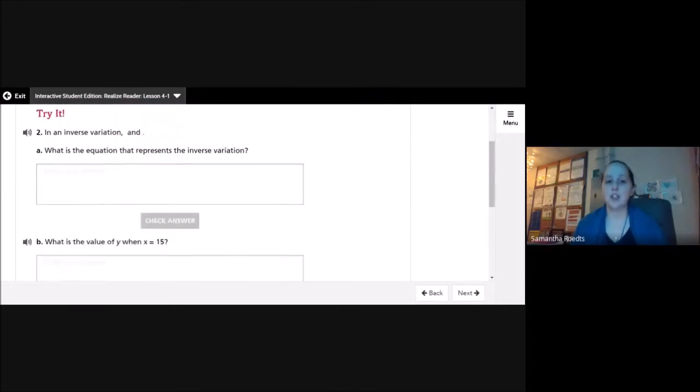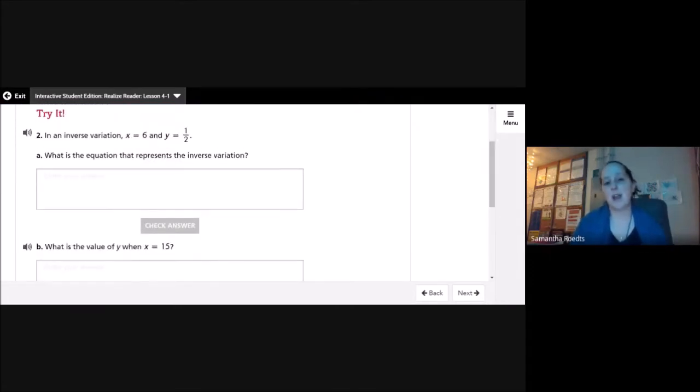Okay, so in an inverse variation, x equals 6 and y equals 1/2. I want to write the equation that represents the inverse variation. So I have y equals k over x. Okay, so y is 1/2 equals k over 6. So I need to multiply 1/2 times 6, which equals k. So 3 equals k. So my equation is y equals 3 over x.